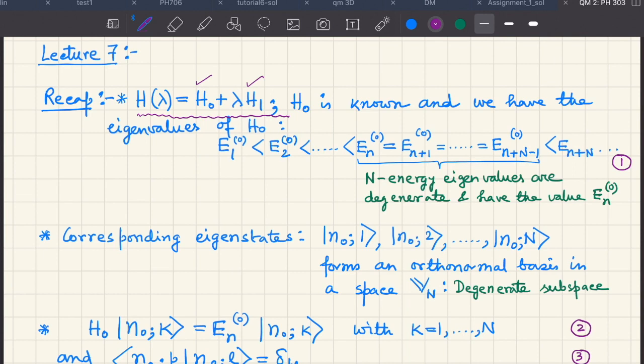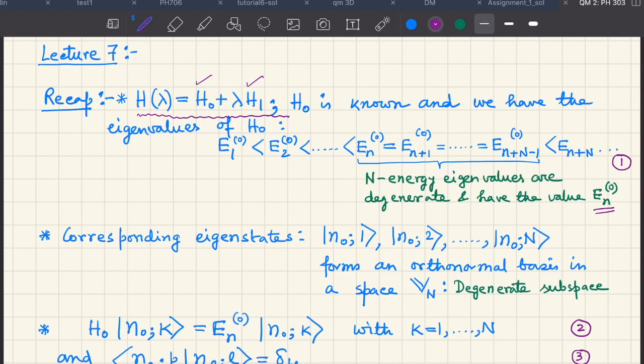of values for which all the eigenvalues of H naught are the same, and then again it can go to E small n plus capital N, and similarly it can go ahead with this series. So the important point here is that one can find the set of N energy eigenvalues which are degenerate and all have the same value En naught.